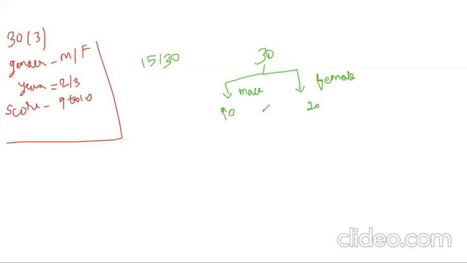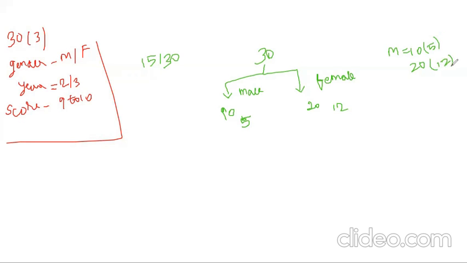In 10 male students, 5 students are placed. Sorry, in 20 female students, 12 students are placed. Totally 30 students: male 10, female 20. In the 10 males, 5 out of 10 students are placed. In 12 out of 20, girls are placed in lockdown time.